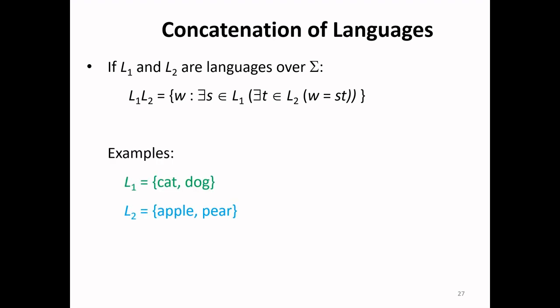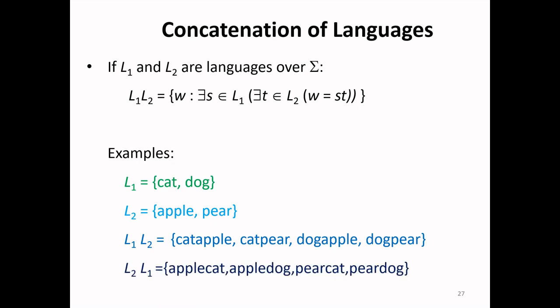For example, if L1 contains two strings, cat and dog, and L2 contains two strings, apple and pear, then concatenation of L1L2 gives catapple, catpear, dogapple, dogpear. And if we concatenate L2L1, we get applecat, appledog, pearcat, peardog. This is how we go about concatenating two languages over alphabet summation.